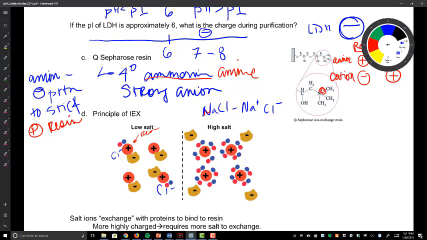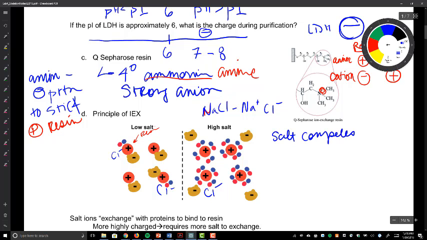However, when we add high amounts of salt, the chloride ions are actually going to compete with a negatively charged protein to bind to the positively charged resin. And there comes a point where if you add enough salt, depending on how negatively charged the surface of the protein is, it's going to outcompete and kick that protein off the resin. So the salt competes with the protein to bind the column.